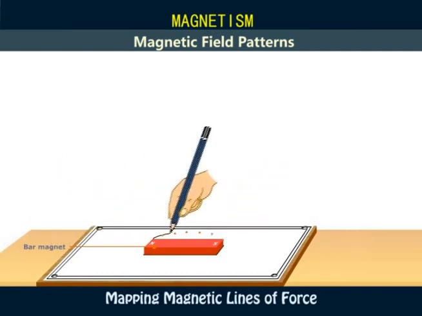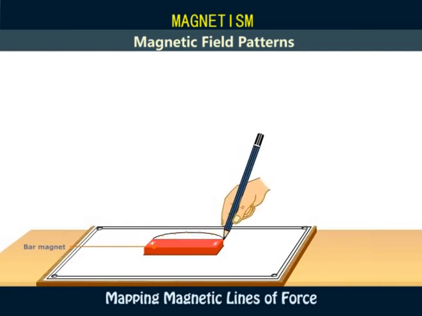Join the points with a smooth curved line. The curved line represents a magnetic field of force. Place the compass at different points near the North Pole and map the lines of force.